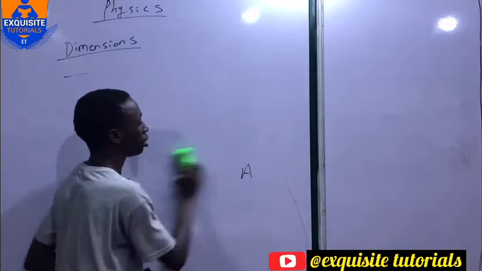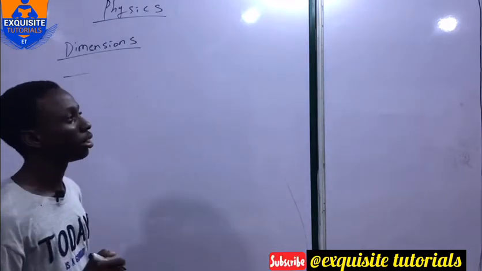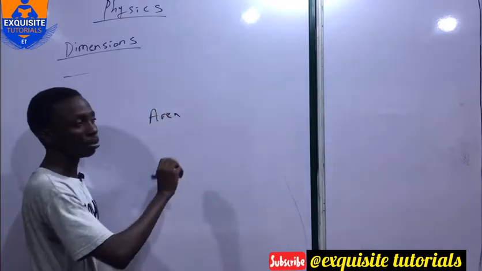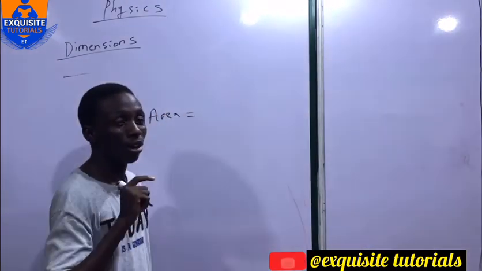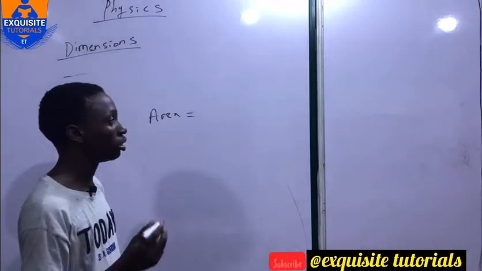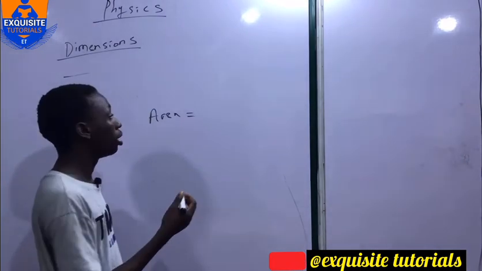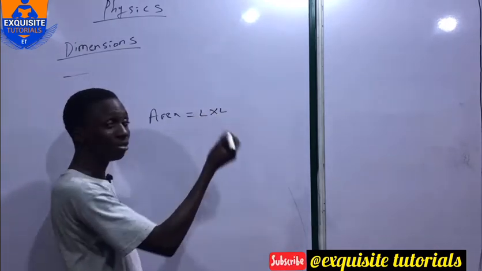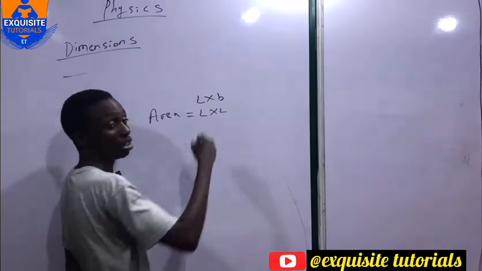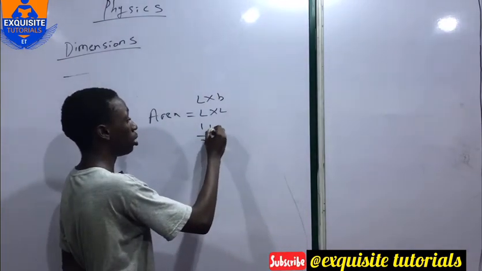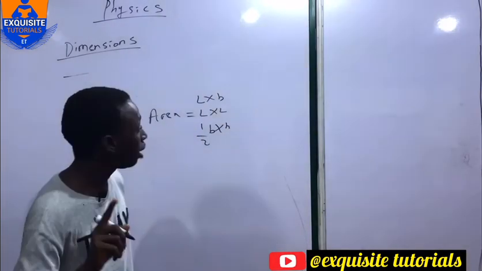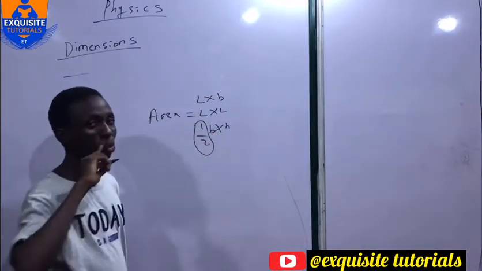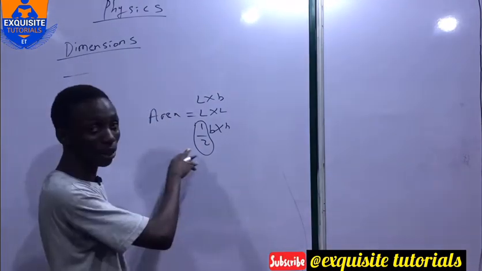Okay, now let's look at some very good examples. Let's say, what is the dimension for area? Very simple. Normally, let's take a square or triangle for instance. The area of a square is length times length. The area of a rectangle is length times breadth. The area of a triangle is 1/2 base times height. Now observe something: numerical values do not apply to dimensions. So whenever you are making up dimensions, we don't add the numerical values to it.